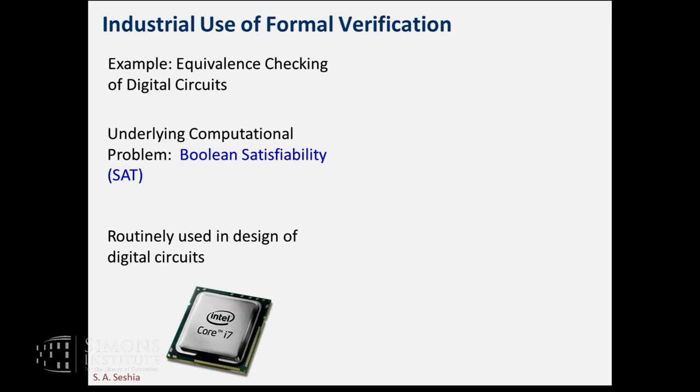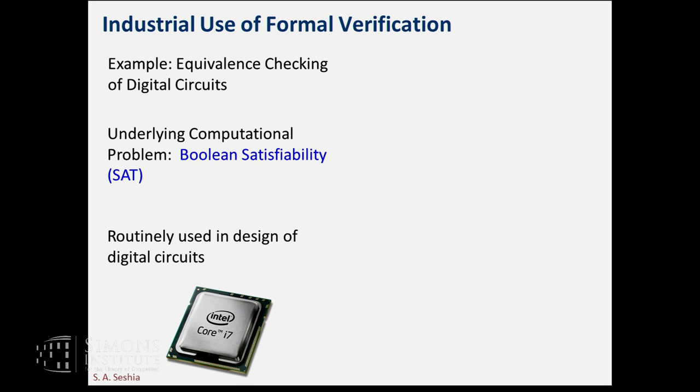I want to mention two areas where formal verification has found industrial success. The first is in the design of digital circuits, so microprocessors, ASICs, things like that. One of the places where formal verification is routinely used, really every digital circuit goes through this process, is equivalence checking. The equivalence checking problem is that you have two implementations of what should be the same Boolean function. So there are two combinational circuits, and you want to check that they are functionally equivalent, that they are the same Boolean function.